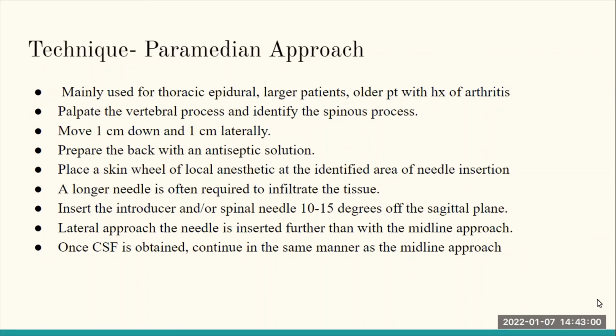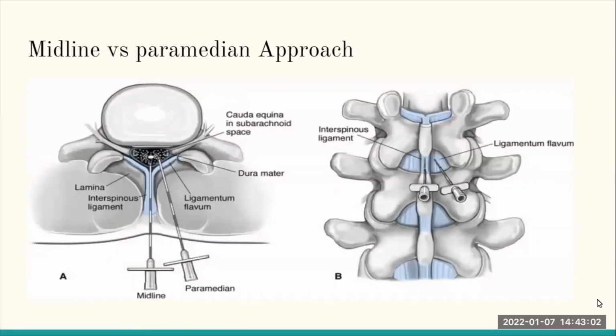So the next slide is a picture that differentiates both of them. As you can see here, the midline one typically goes straight, just like the name says. It's going to go through the different layers, like I mentioned earlier, skin, subq, all the way to the ligamentum flavum, and then get to the epidural space. But with the paramedian, it's going to bypass those ligaments and get straight to the ligamentum flavum to get to the epidural space.